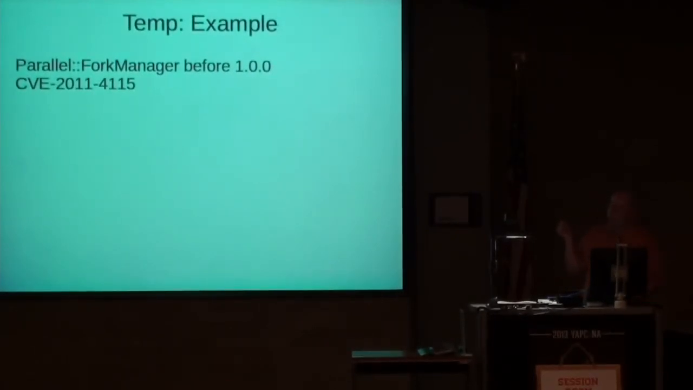Another example, Parallel ForkManager. In an update to Parallel ForkManager, it started serializing data from the child processes to the parent ones, and it was writing all this into temp. It was, I think, the script name with the process ID. Obviously, the script name and the process ID are known to everybody on the system, so they could take over that. They could write to whatever files they want. They can inject whatever return values they want back to the original process. That also was fixed very recently.